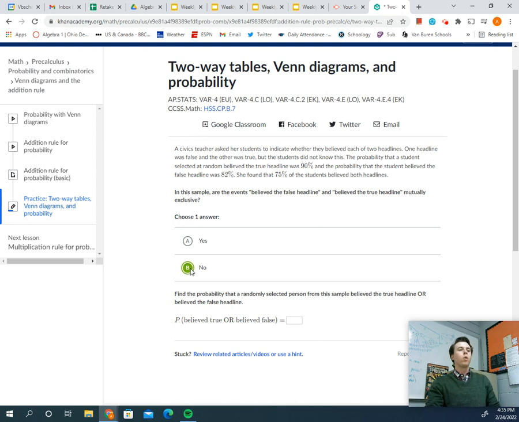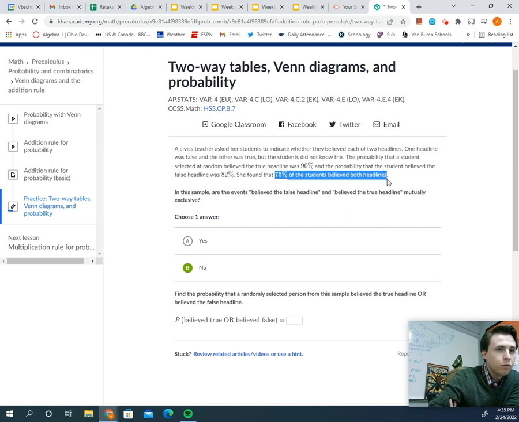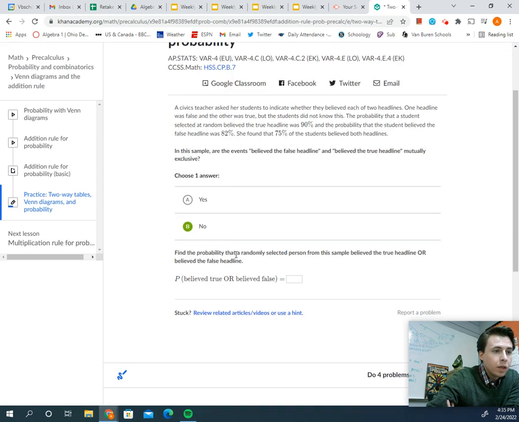We talked about this before. I'm not going to spend a lot of time on this. Answer is no. Mutually exclusive means they can't happen at the same time. Clearly, it can because 75% of people believe both the true and the false headline. So what's the probability they believe true or false? Again, we've learned with not mutually exclusive, or means add, but when they can happen at the same time, we don't want to double count.